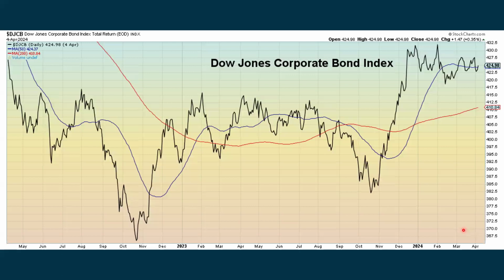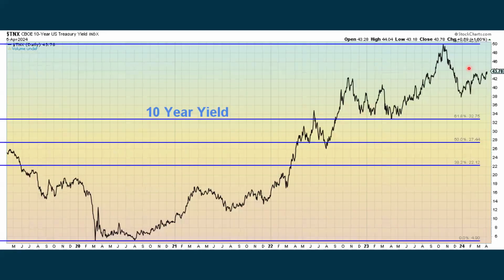Their correlation could be stronger than it is, so they're just kind of a little bit going in the same direction. We look at the Dow Jones Corporate Bond Index, continues to be in an uptrend, but for 2024 has pretty much been going sideways. We look at the 10-year yield and have some Fibonacci lines on here. We hit 5% back in October. We've been coming down. Now we've slowly been starting to go back up.